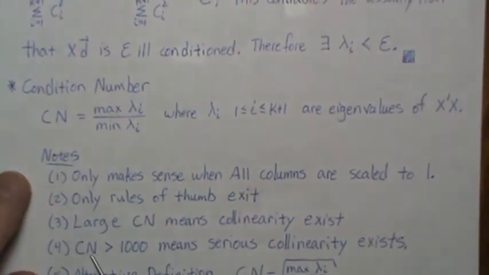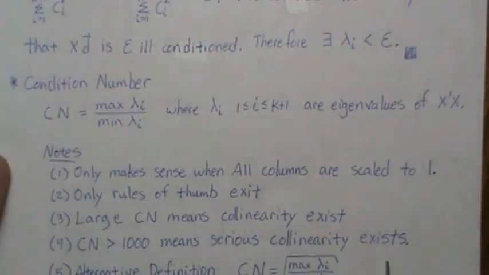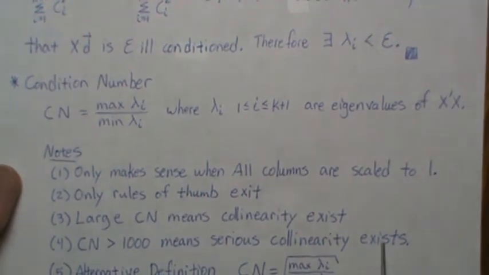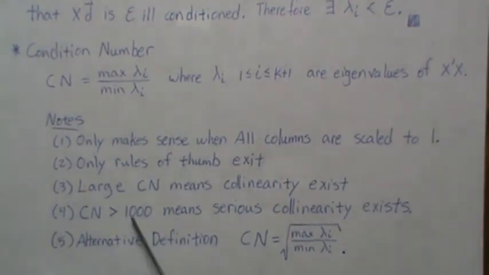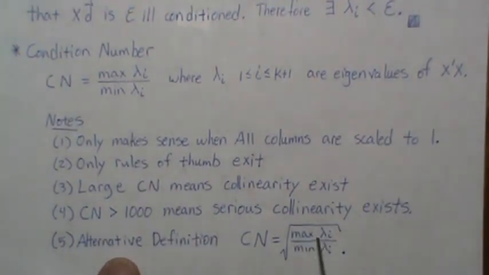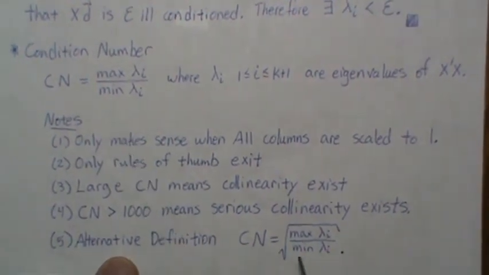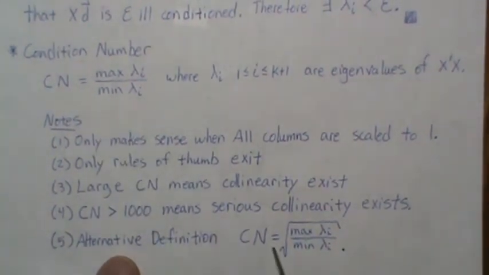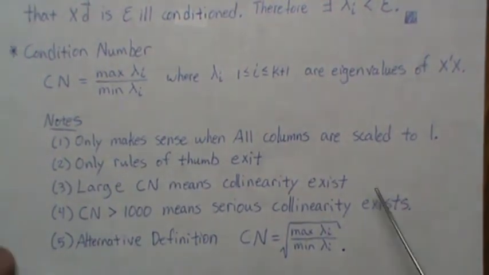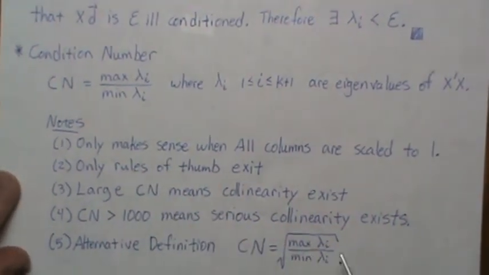A common cutoff is this: if the condition number is greater than 1,000, it means there's serious collinearity. And probably the second most common definition is the square root of this maximum over the minimum. So really they're one-to-one functions of each other, but both exist. So you have to know how the condition number is calculated. Is it this, or is it the square root of that?